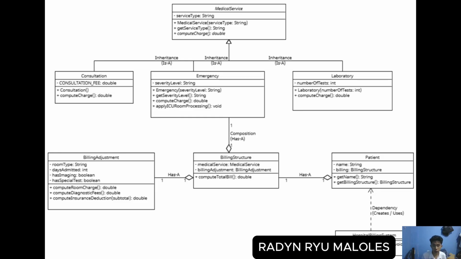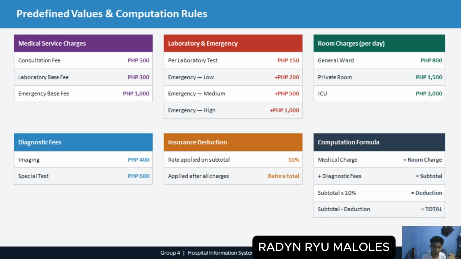For the class structure and the OOP relationships, looking closer at our class diagram, you can see how these relationships are structured. At the core is the patient class, which encapsulates the patient and their billing structure. For a further explanation of the diagram, my member is going to explain that later. So let's proceed to the predefined values and computation rules.